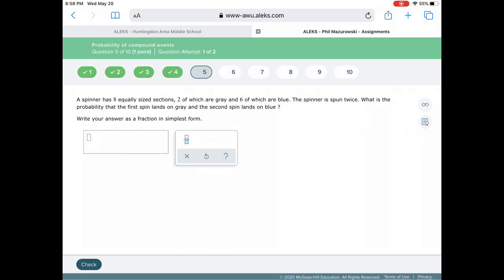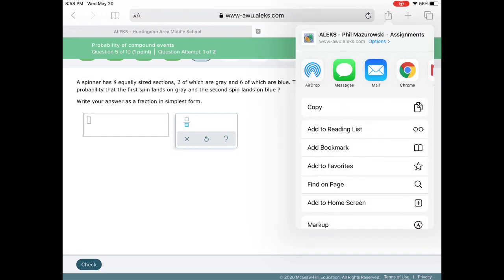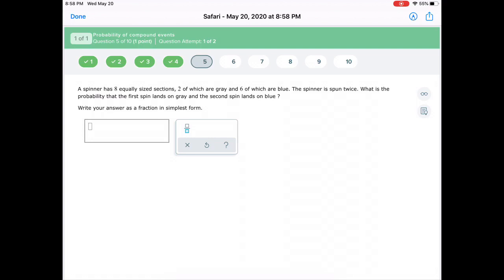Continuing on. Now we're talking about a spinner. All right, and we're going to spin this twice. So once again, the second spin has no dependence at all on the first spin. It doesn't matter if you get a gray or a blue. On the first spin, you have the same chance of getting gray or blue on the second spin. If you need to, you can kind of draw a picture.